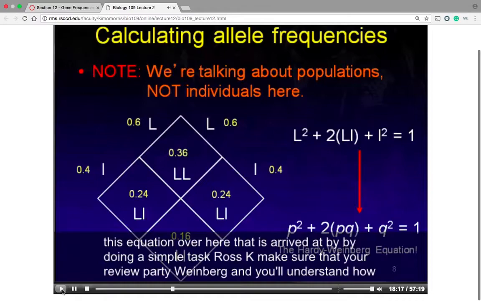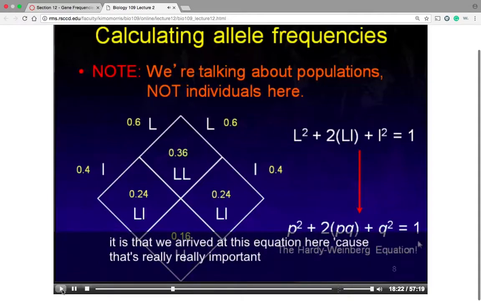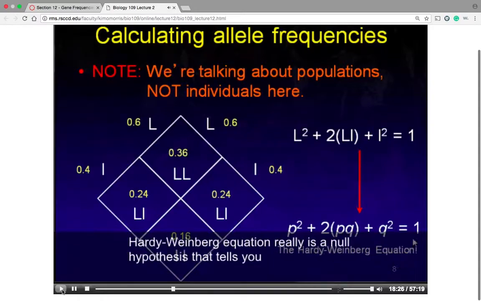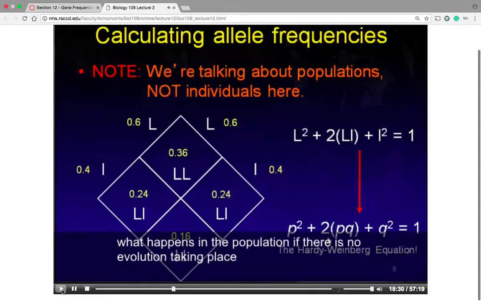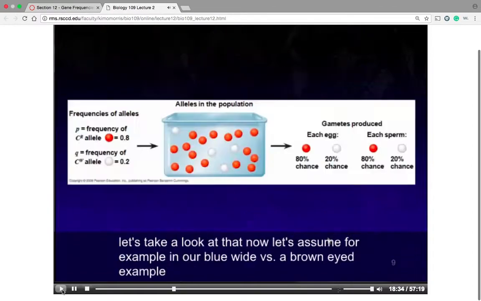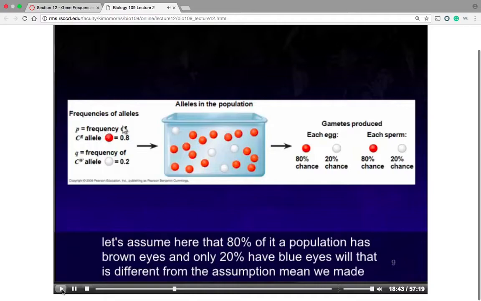Okay? Make sure that you review Hardy-Weinberg and you understand how it is that we arrive at this equation here, because that's really, really important. Hardy-Weinberg equation really is a null hypothesis. It tells you what happens in a population if there is no evolution taking place. Let's take a look at that now. Let's assume, for example, in our blue-eyed versus brown-eyed example, let's assume here that 80% of a population has brown eyes and only 20% have blue eyes.